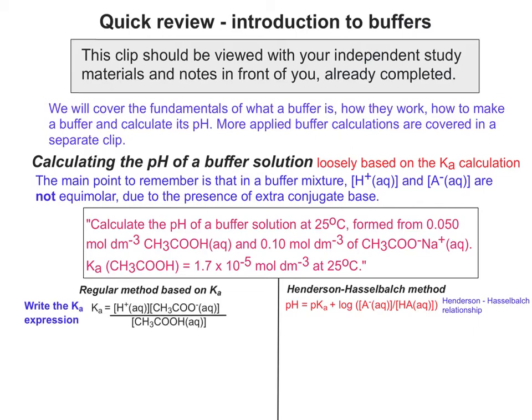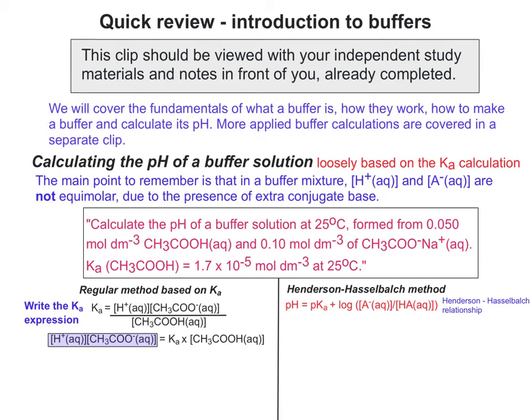So the first thing to do is to write out the Ka expression. Now what you've got to remember is that H+ and CH3COO- are not equimolar, so you can't simply turn the top part of the expression into H+ squared like you would do with a normal weak acid. There's another thing you've got to do instead. You need to make this the subject. Now you can make the top part of the Ka expression the subject, the whole thing. So you move that over to the left of the equation to make it the subject.